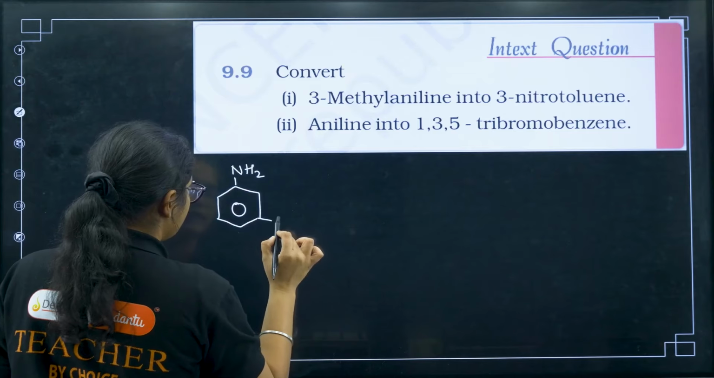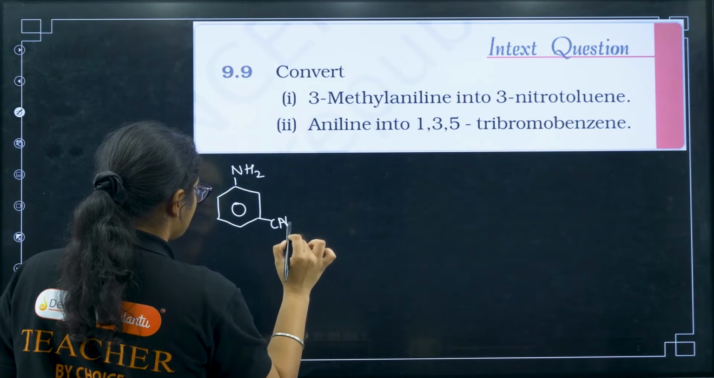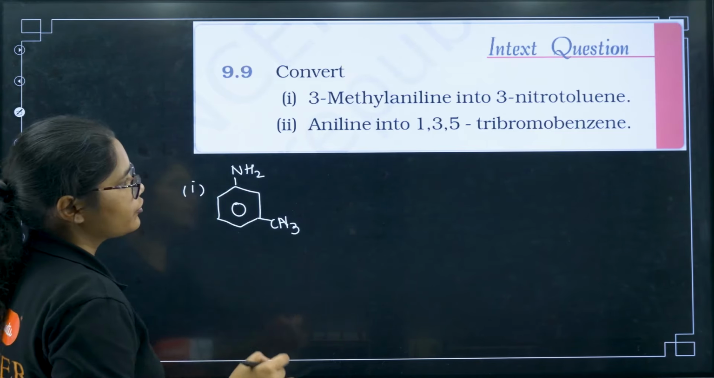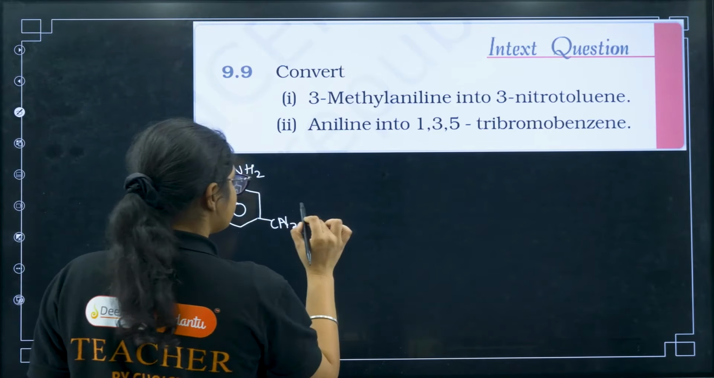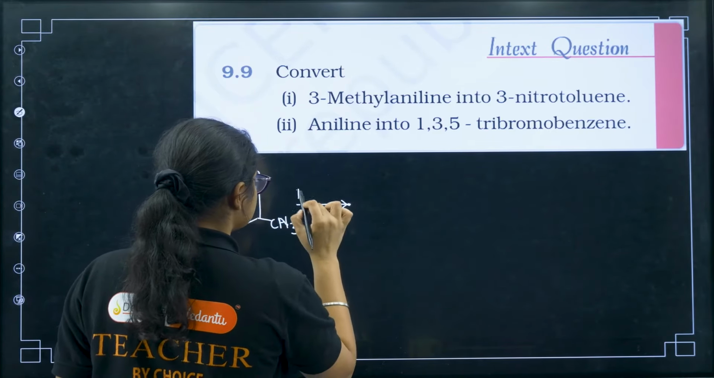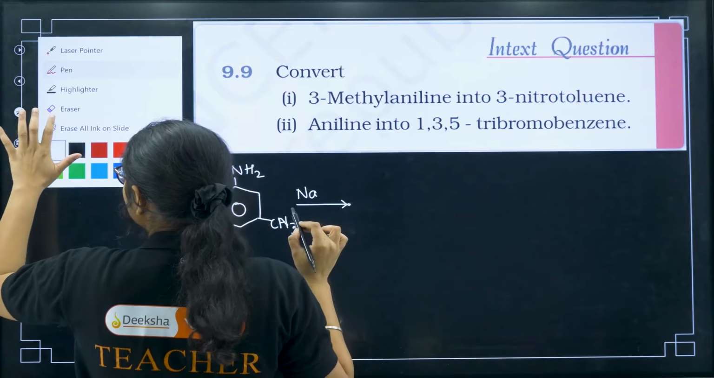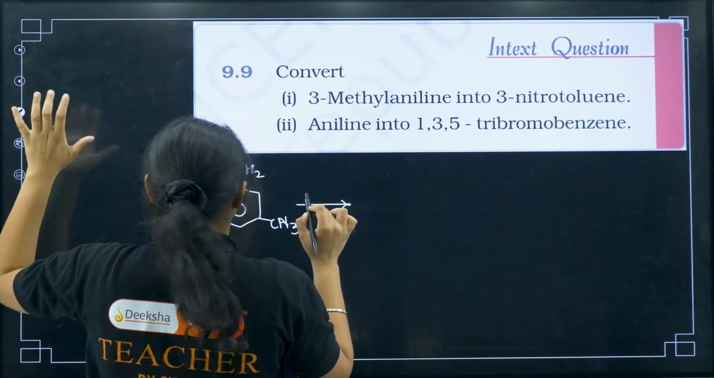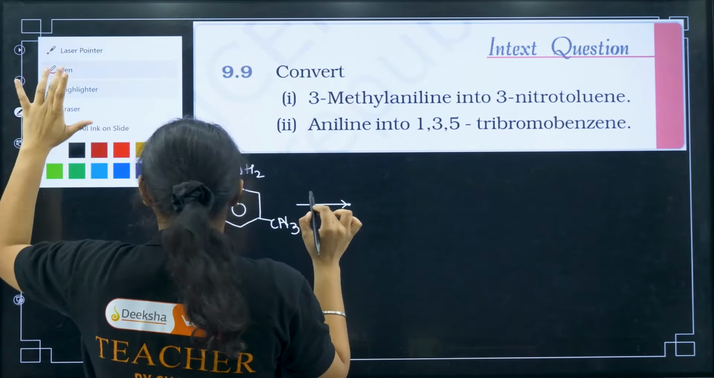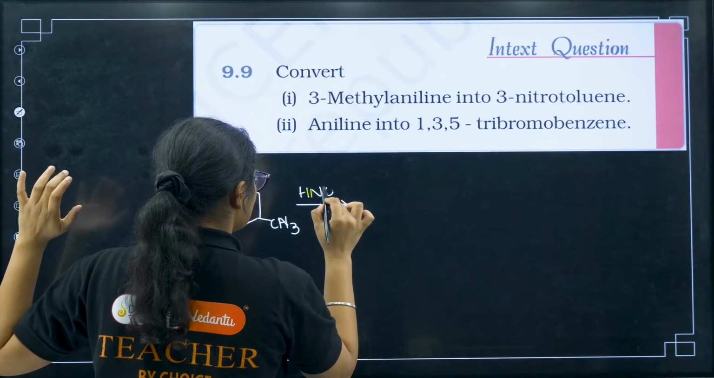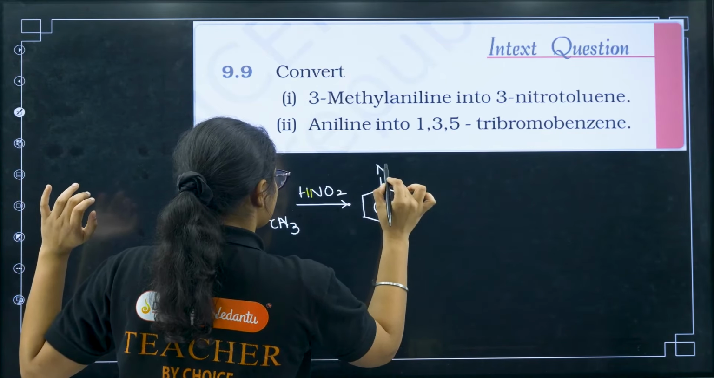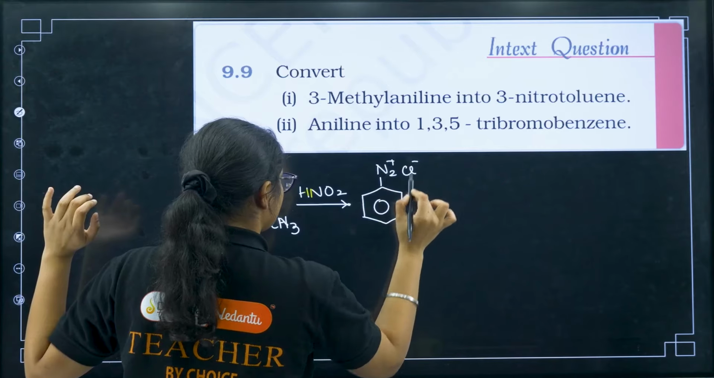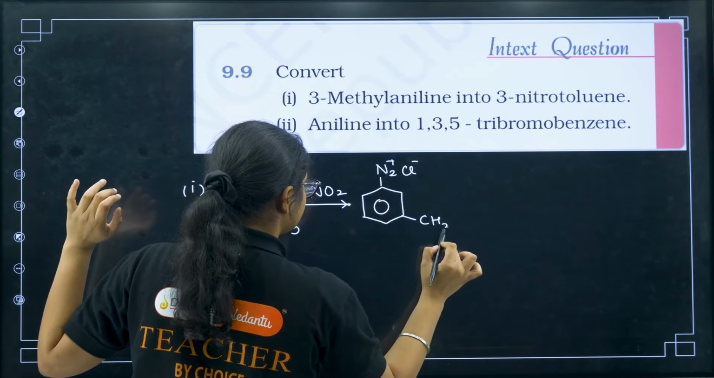NH2 and this one methyl group. 3-methylaniline to 3-nitrotoluene. So I have to convert this one to a nitro group. First of all, I can convert it using HNO2, that is nitrous acid. If I treat it with nitrous acid, what will happen? I will get benzene diazonium chloride, that is N2 plus and Cl minus, and I have a CH3 group here.